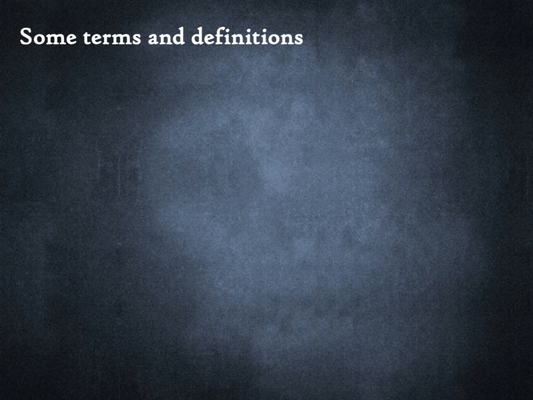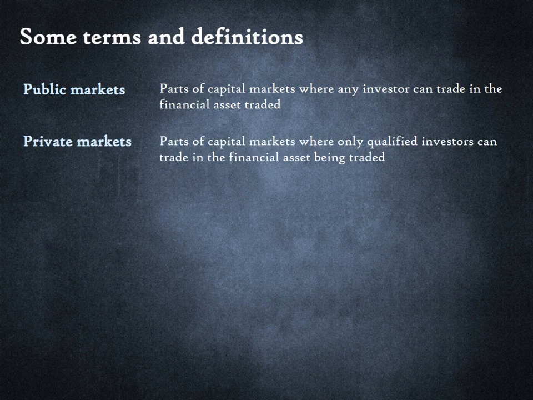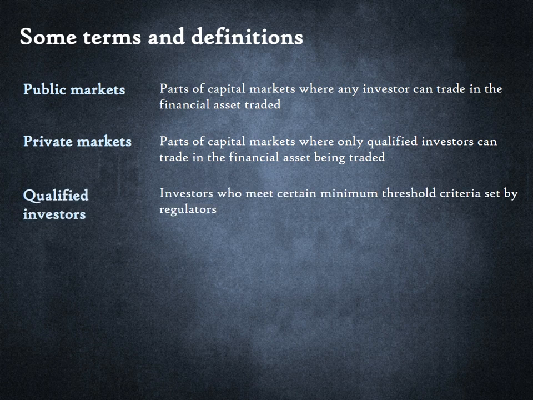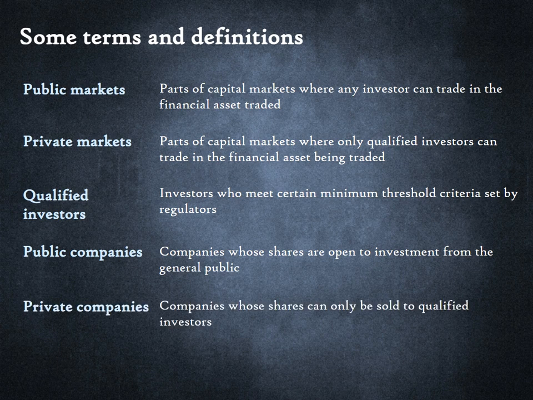Let us now summarize definitions of some key terms related to public and private markets. Public markets refers to parts of capital markets where any investor can trade in the financial asset being traded. Private markets refers to parts of capital markets where only qualified investors can trade in the financial asset being traded. Qualified investors are investors who meet certain criteria set by regulators. Public companies are companies whose shares are open to investment from the general public. Private companies are companies whose shares can only be sold to qualified investors.